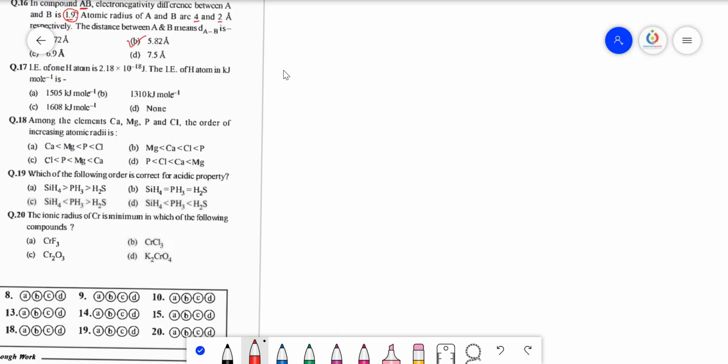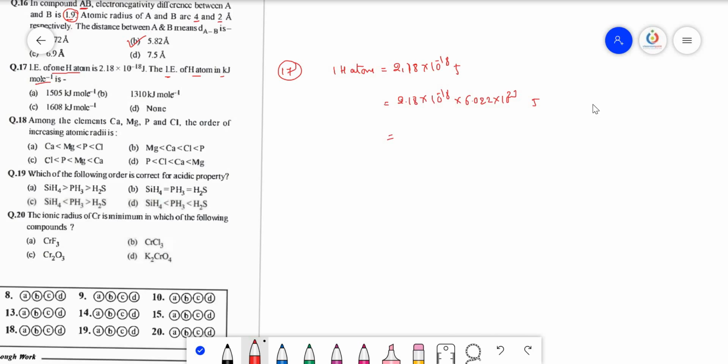So let's solve question number 17. The ionization energy of only one hydrogen atom is given. The single hydrogen atom ionization energy is given as 2.18 times 10 power minus 18 joules. And the ionization energy of the hydrogen atom in kilojoule per mole means per mole of atoms, how much ionization energy is required. So one atom is this much value. For 1 mole, multiply with 6.022 times 10 power 23, in joules.